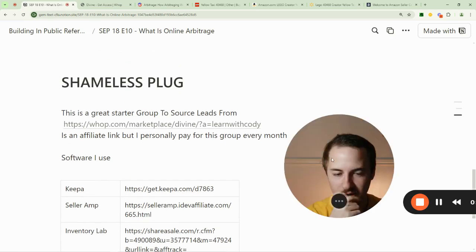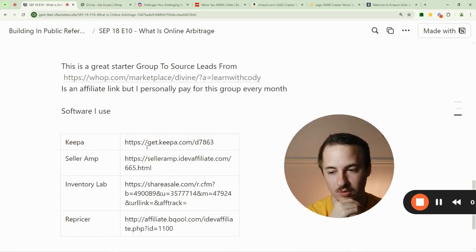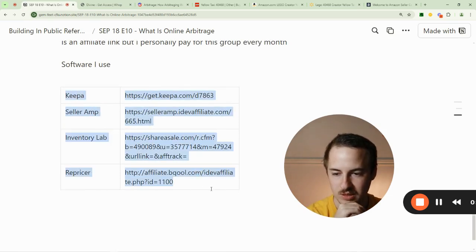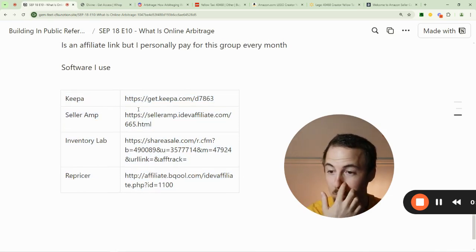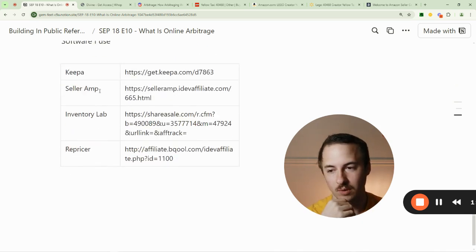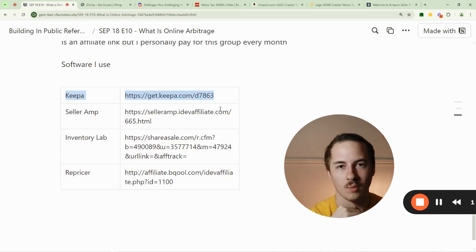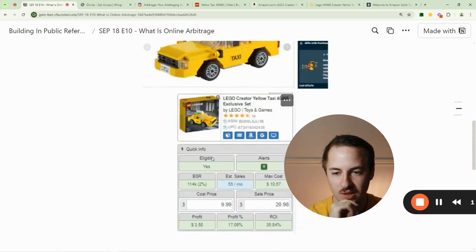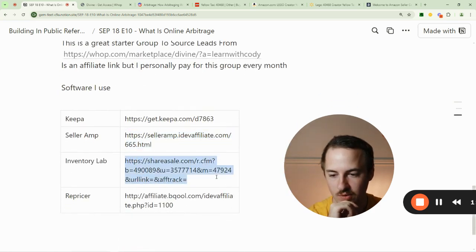So let's go back here. This is all the software that I use to run my business. I keep it really simple, go over the tech stack really quick. I use Keepa that shows me how well products sell before I buy them. I have Seller Amp, which is this thing up here. And then I have Inventory Lab.